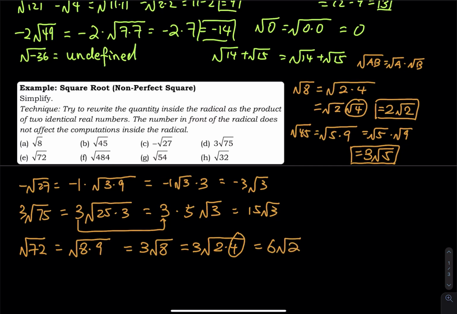Another way to break this down is 72 is equal to the square root of 36 times 2, right? The square root of 36 is equal to 6. You have a root 2. That works too.